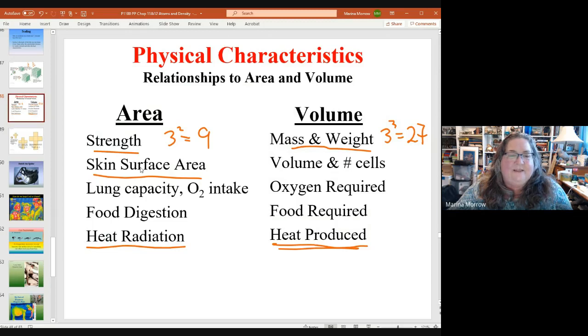Okay, so another thing is that the skin surface area has to do with food digestion too, because your stomach is lined with epithelial tissue, which is skin-type tissue. And the area that's available in your stomach determines how much food you can digest. But how much food is required depends on your volume. So again, you might be 9 times greater in area, which would be 9 times more food digestion that you can do, but you need 27 times more food digested.